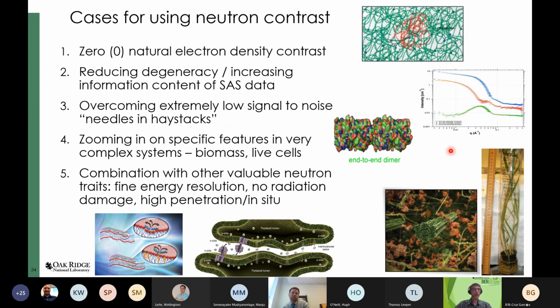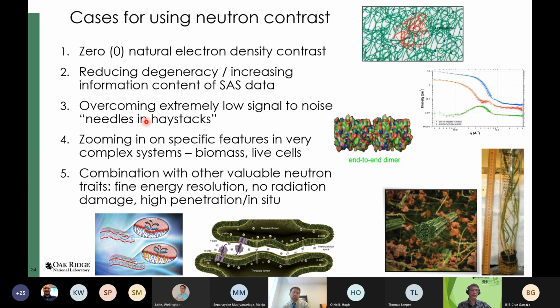Okay, so this is basically my last slide. And so we have cases for neutron contrast. I may not read them all to you, but there can be cases in your systems where you have zero natural contrast in electron density, for example. So this is a polymer mixture, a polymer blend, for example, just a polymer by itself. You cannot distinguish it from its neighboring molecules. If you label a few of them and put them in a blend, then you can see the individual coils and things like that. And sometimes it's just that you want to get more information out by using the contrast.